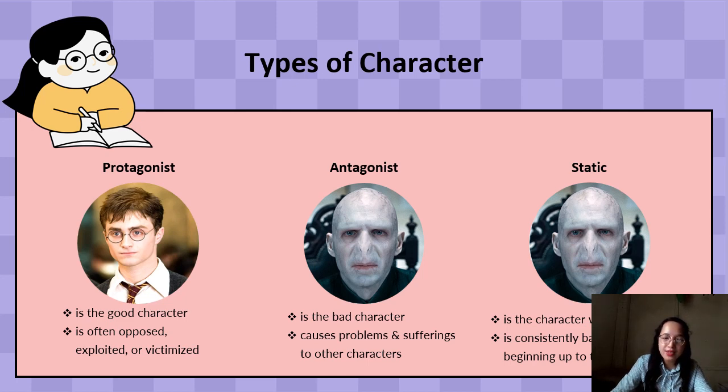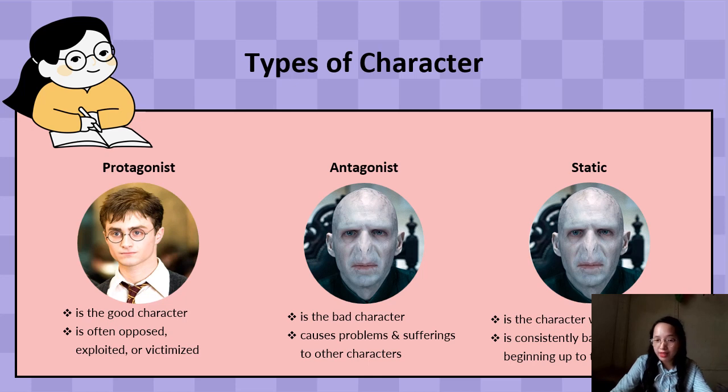Now, the second type of character is the antagonist. He or she is the bad character. He or she causes the problems and sufferings of the protagonist or of the other characters in the story. Now, in the story Harry Potter, our antagonist there is Lord Voldemort. He is a bad character in the story.